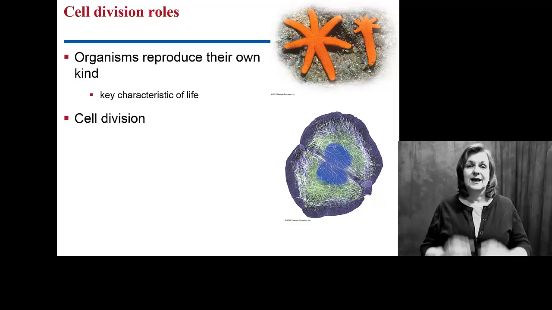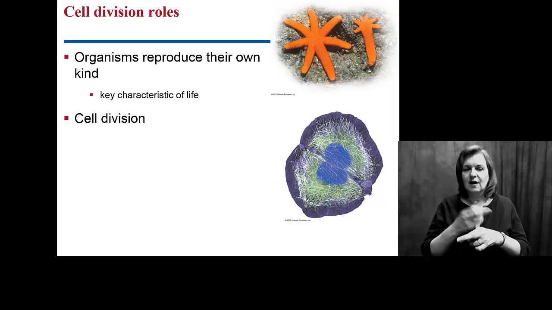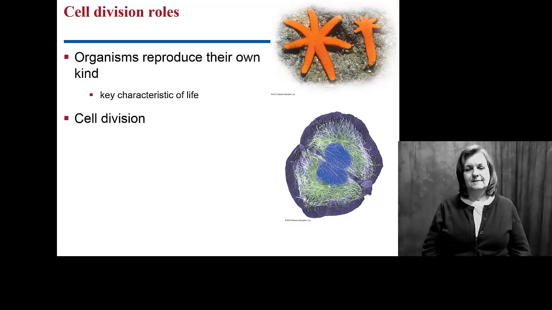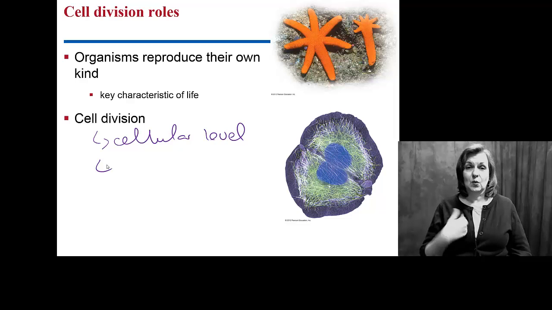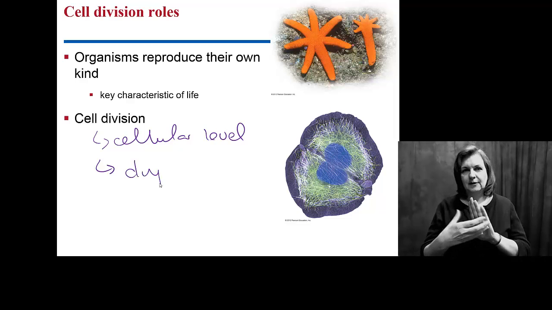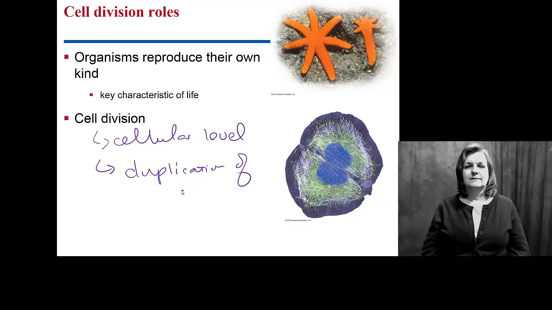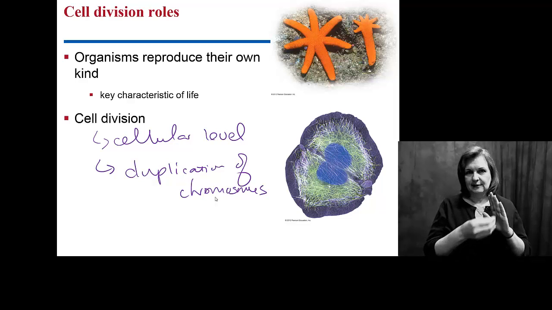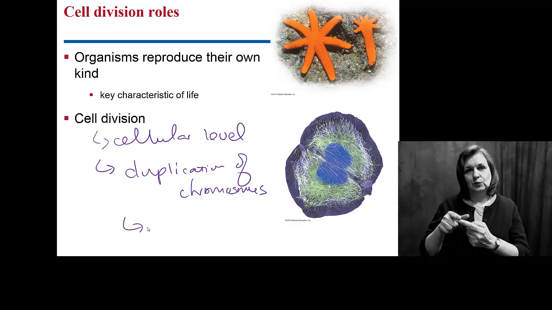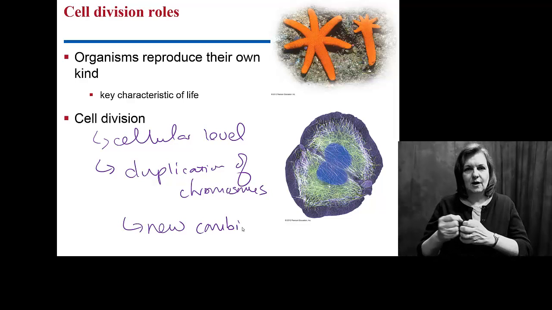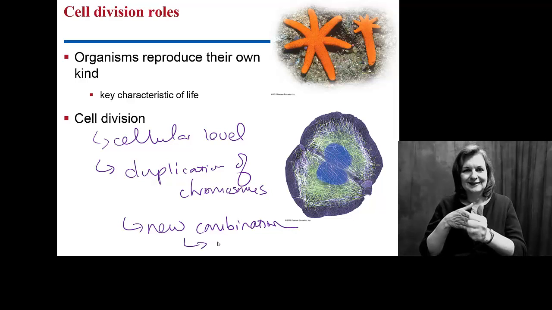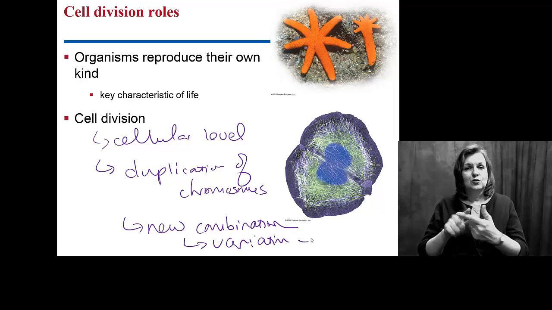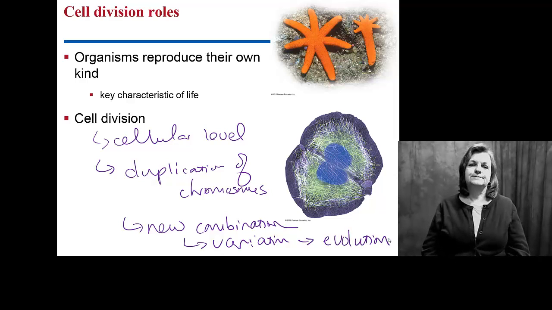So what we look at in cell division is actually reproduction at the cellular level. Okay? And what we need to focus particularly on is the duplication of chromosomes. So when we look at this replication and duplication of genetic material, it will lead to, in many cases, a new combination of that genetic material that leads to variation, and eventually we look at that leading to evolution of the population.